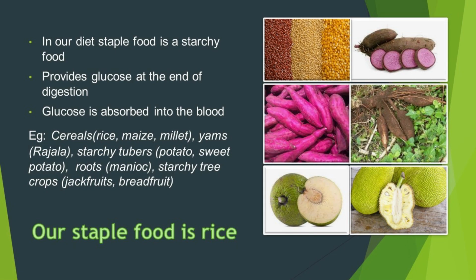In our diets, the staple food is generally a starchy food. These starchy foods contain starch as the main carbohydrate, and at the end of the digestion it provides glucose, and then this glucose is absorbed into the bloodstream. So these starchy food categories include cereals, yams, starchy tubers, roots, starchy tree crops. Among those, our staple food is rice, which is a cereal.